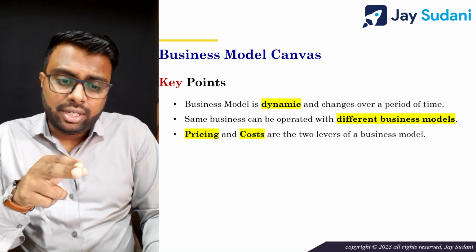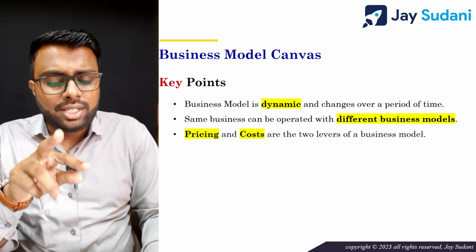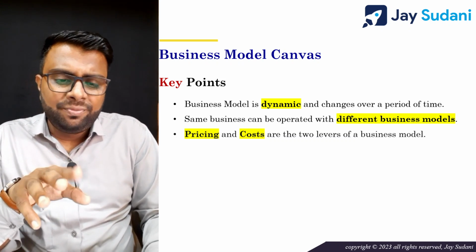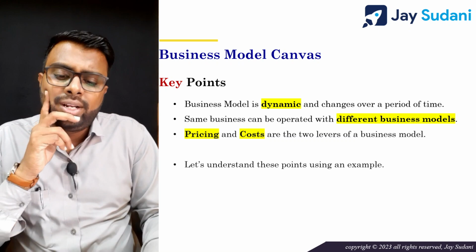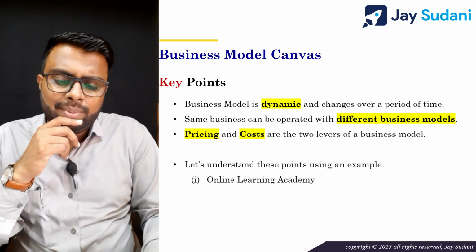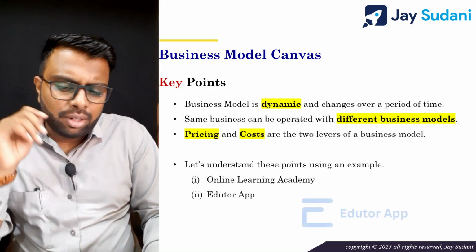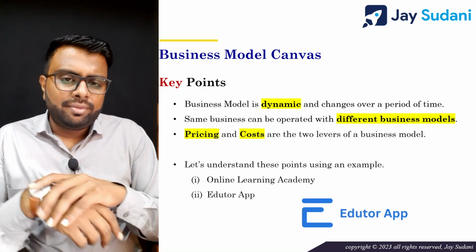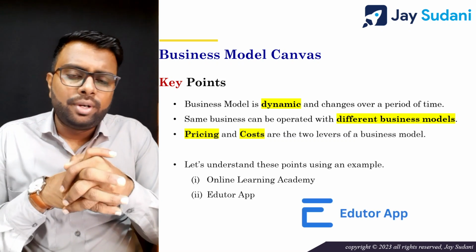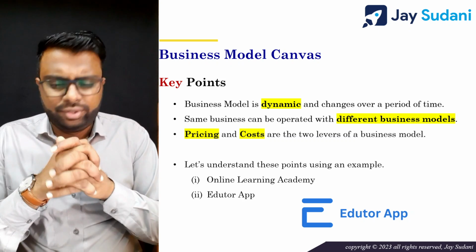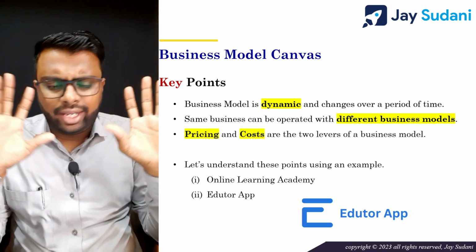Pricing and cost are two levers of a business model. So you can change pricing and cost with several decisions, and the entire business model will change. Let's understand this by an example. Say, for example, you want to start an online learning academy. I'll give the example of the Eduter app, because I have been working very closely with them for the startup. They're basically an online learning academy.